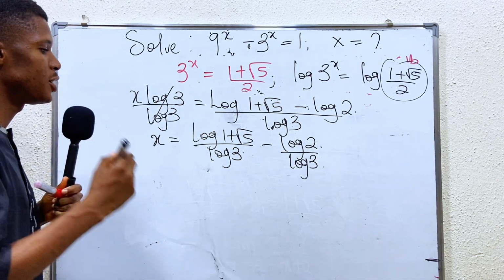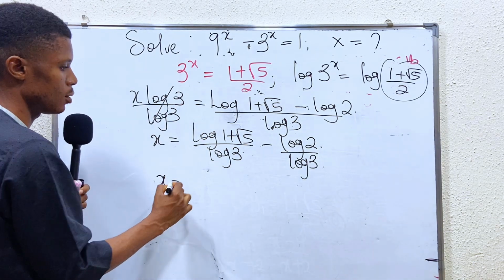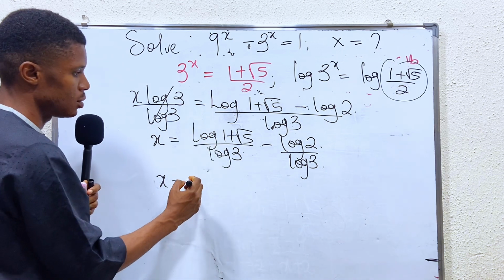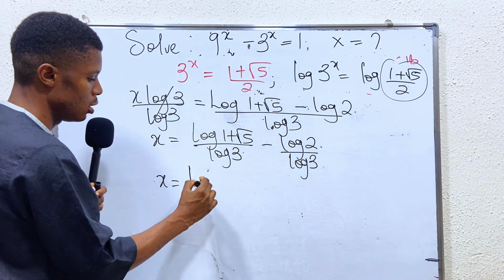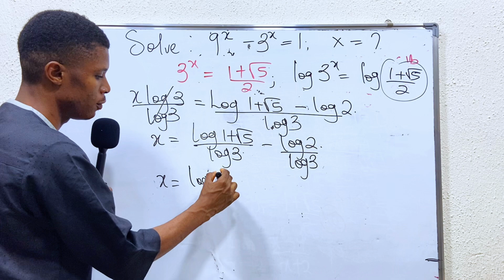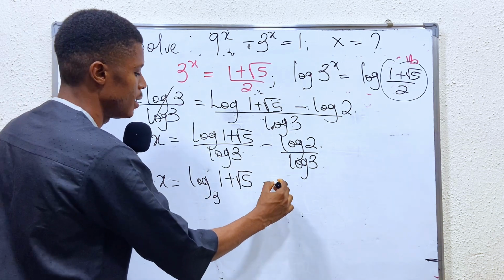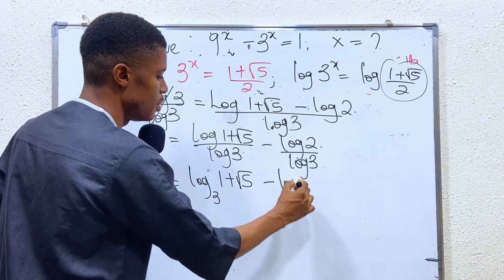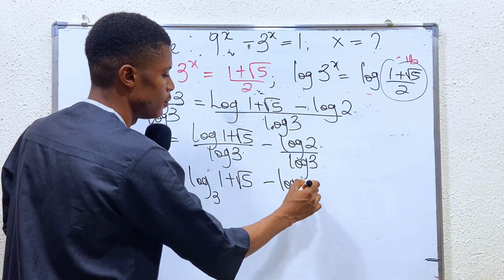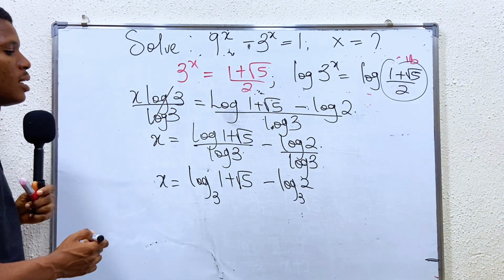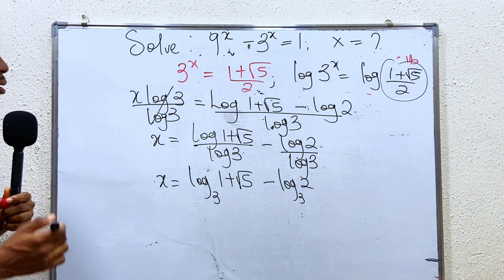If you apply the change of base, keeping the same base, we can now have x equal to log base 3 of (1 plus root 5) minus log base 3 of 2. And that's the actual answer.